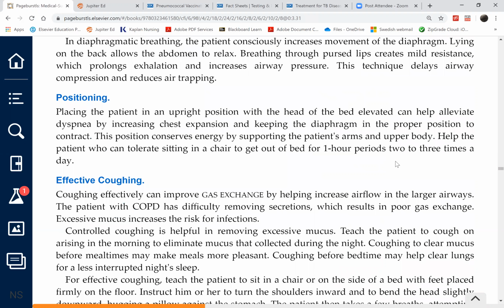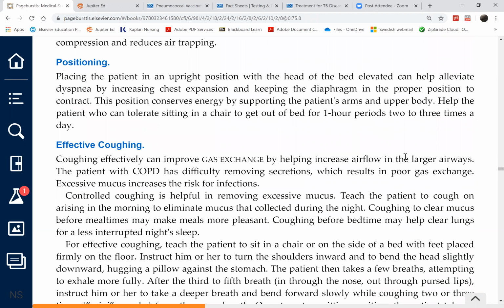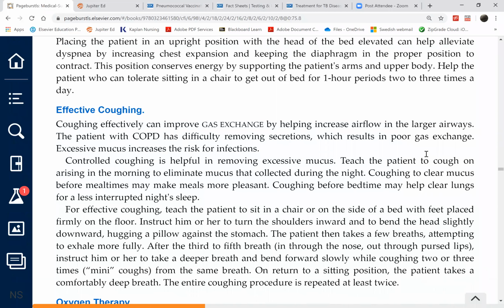Positioning. You saw the tripod position earlier, or the orthopneic position, which is the one you saw where the patient was leaning over 2 pillows on the bedside table. Okay, so those are all orthopneic or even the tripod position.